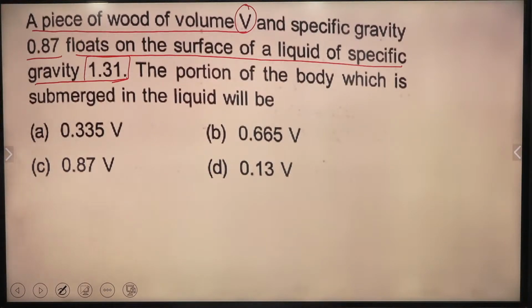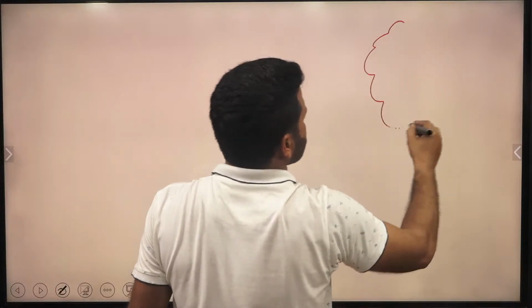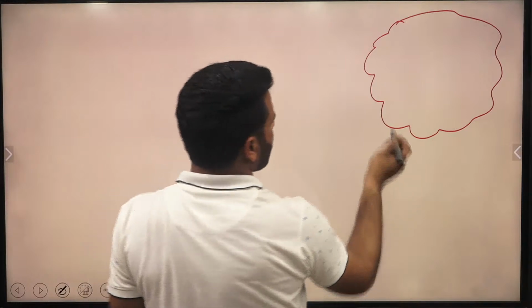The question is: what portion of the body is submerged in the liquid? Have a look at this question. I am going to the next page for the solution. Suppose I don't know the shape, so I consider an irregular shaped wooden block like this one.